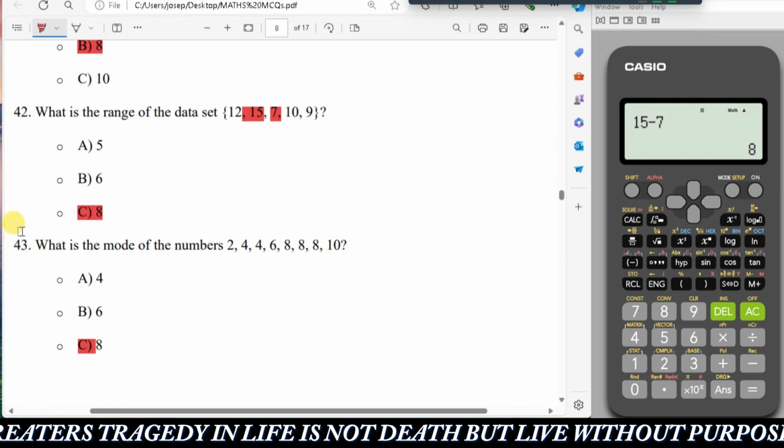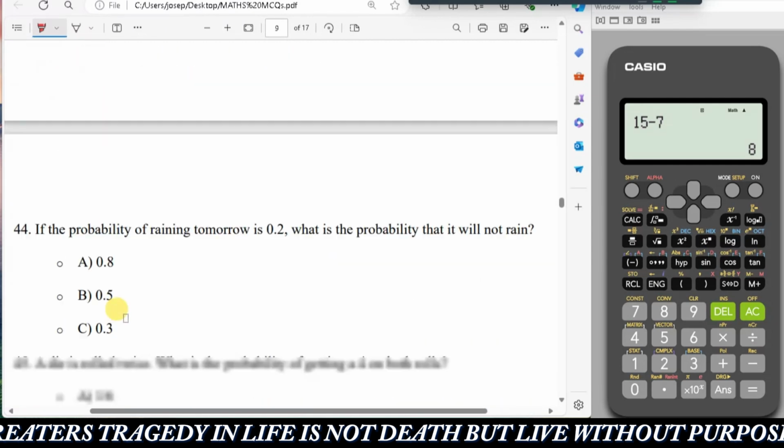C. Now 43. What is the mode of the numbers? So the mode is talking about the most occurring value, or the number with the highest frequency. So here 8 appears 3 times, more than all of them. So the correct answer here is C.